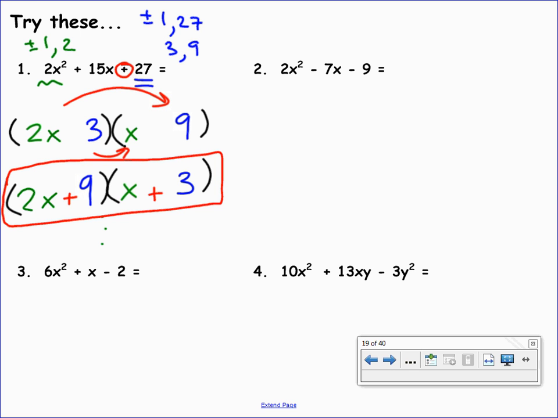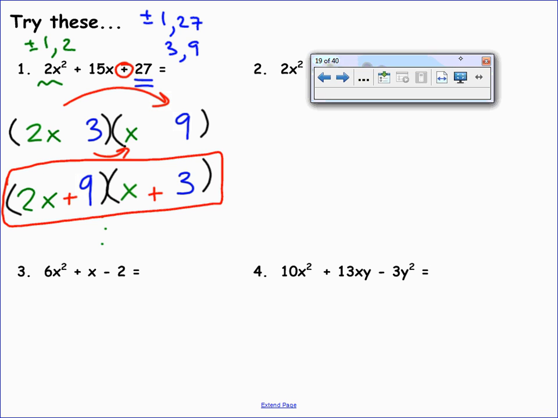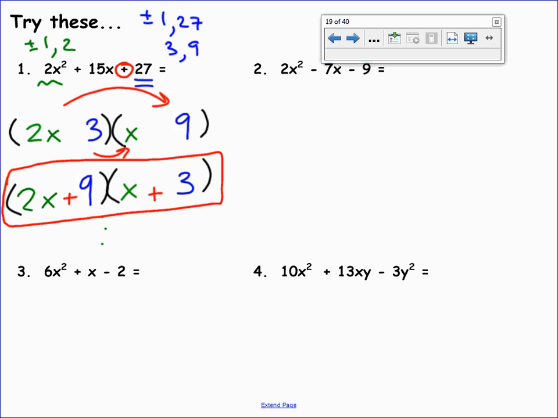Let's jump all the way to 4 and do 4 together, and then you'll be able to do 2 and 3 with your partner. So everybody go to 4. 4 looks trickier because it's got that y squared and the xy term, but it's not. It just means we'll have a y on our last entries, just like we have an x in our first entries. So we'll stop, think, GCF, everybody look at 4.